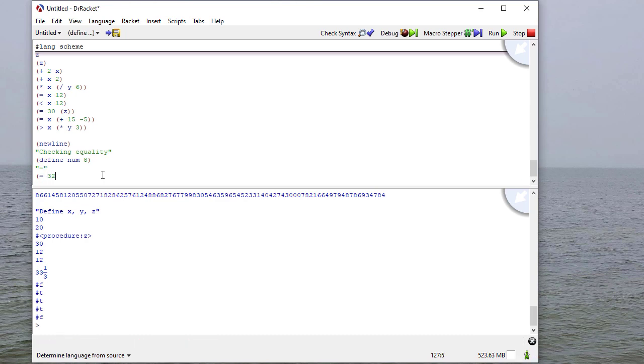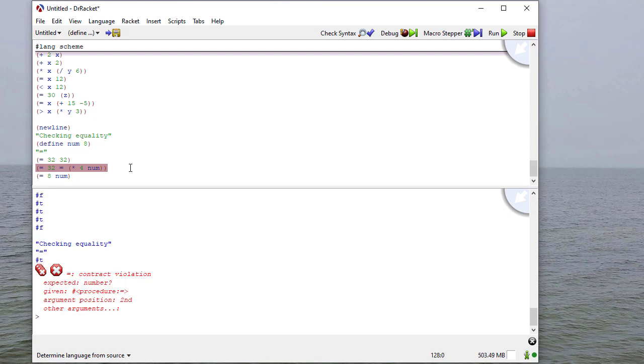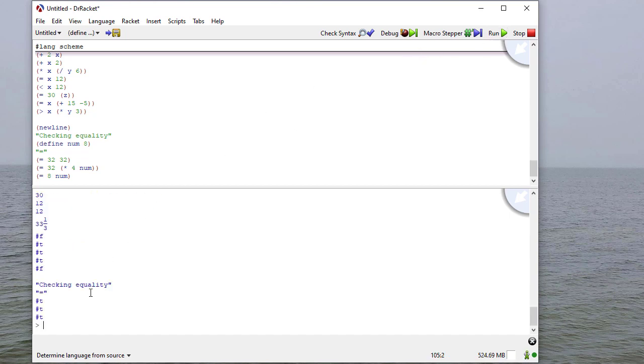And is 32 equal to 32? Is 32 equal to 4 times the num? And is 8 equal to the num? And if we run this, we can see, oh, another contract violation here. Oh, that shouldn't be equals. So when we run this, you can see that all of those are equal.